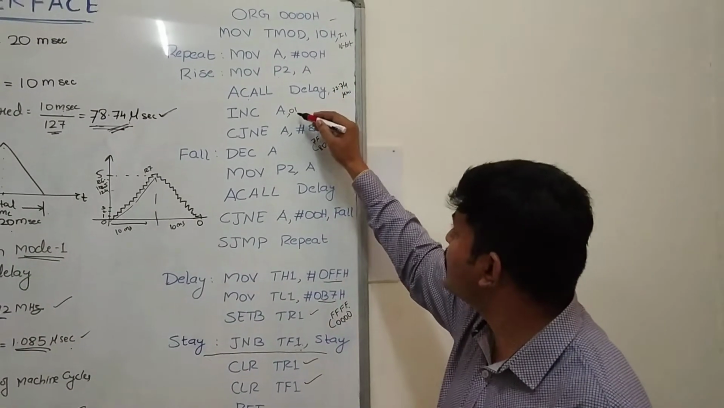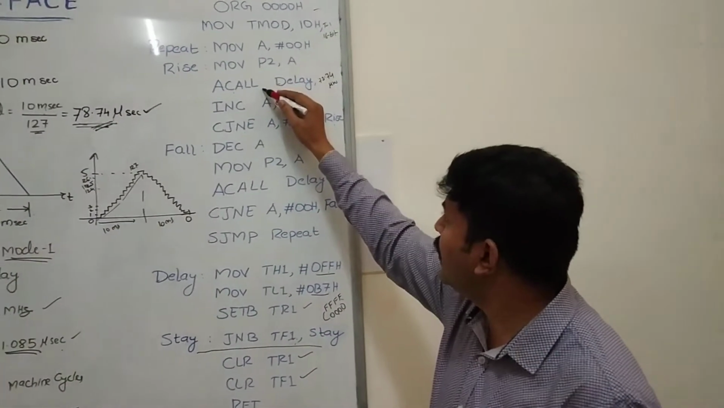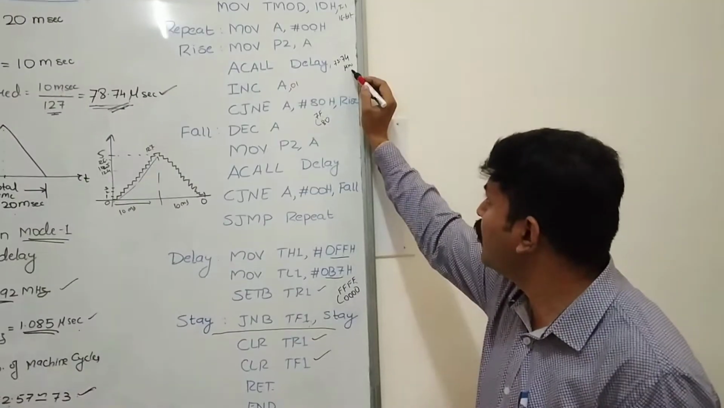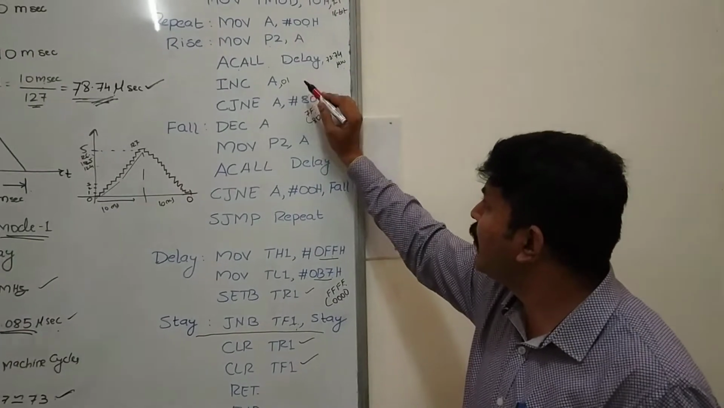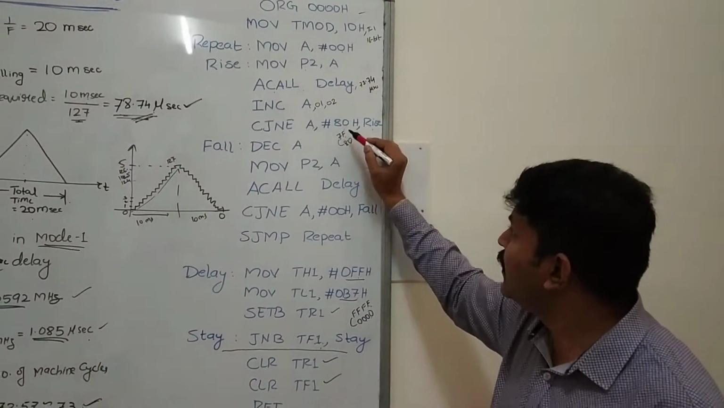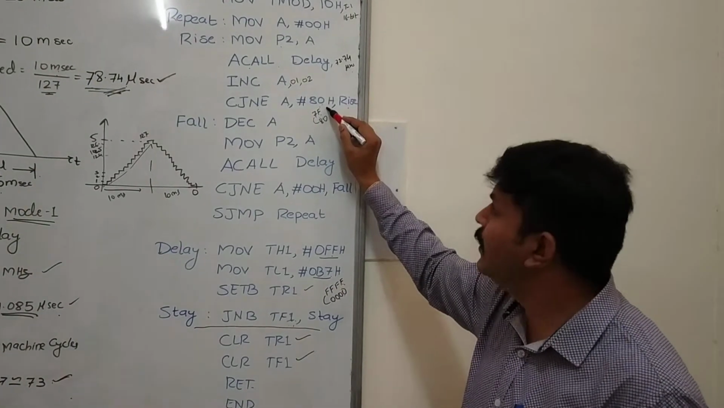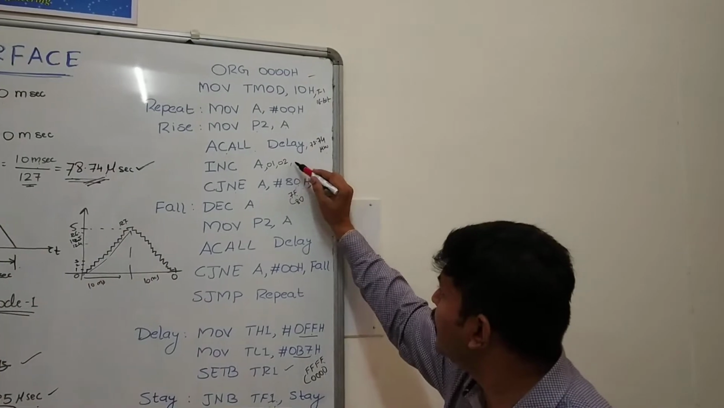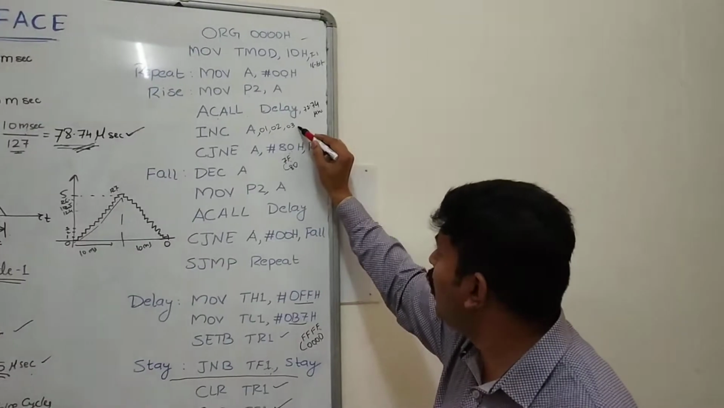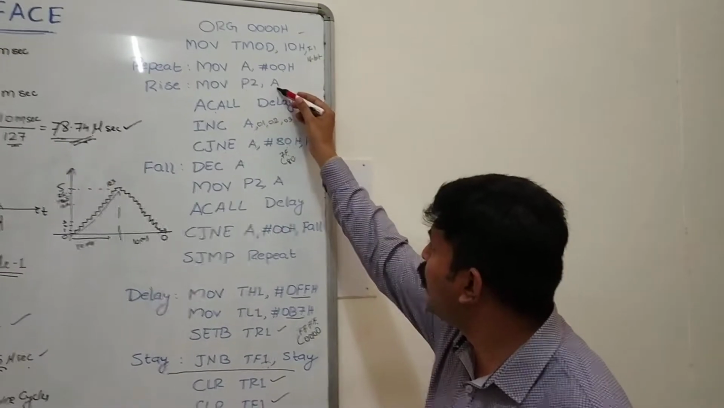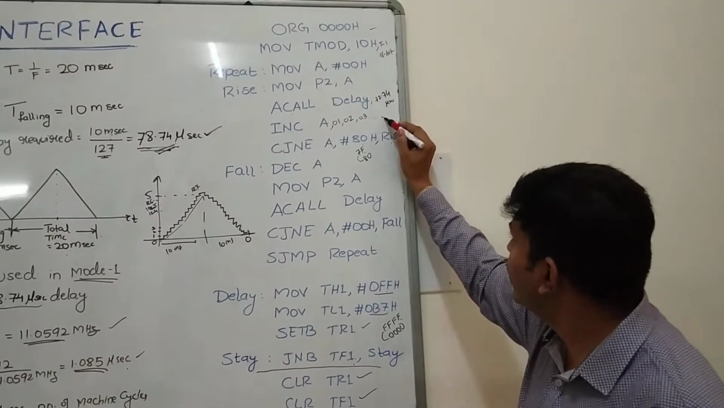Again I transfer this 01 to the port 2 and again I will call a delay of 78.74 microseconds. Again increment to 2. Then compare, still it is not 80, so it will transfer to the port 2. Then I'll increment 03 and so on. I'll go on supplying these incremented values to the port 2 until it is 80.